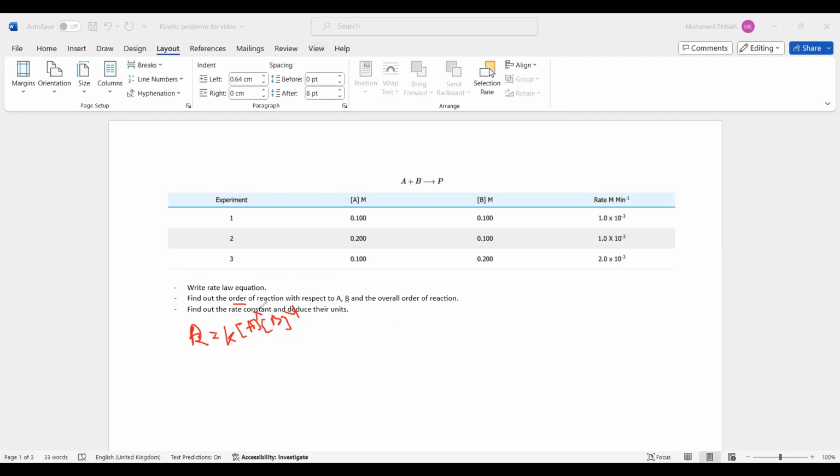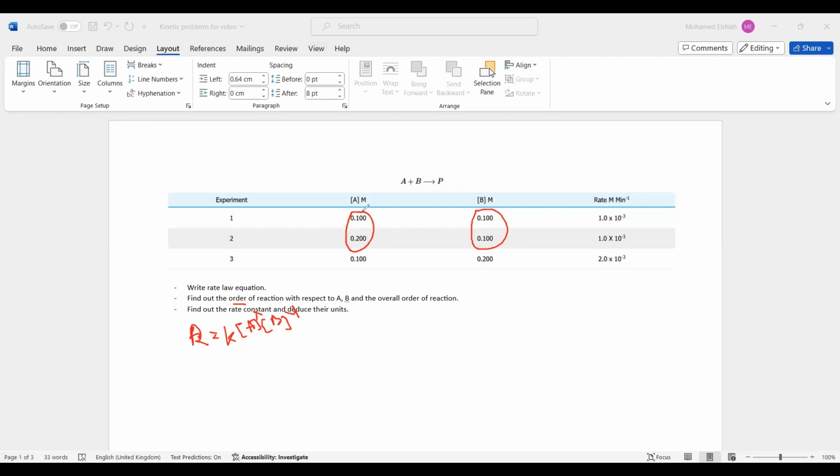When you want to find X or Y, you need to look at the concentrations and how they are changing. You need to pick two rows where the concentration of one reactant is constant and the concentration of the other reactant is changing. Why is that? Let's look at the first and second row. In the first and second row, the concentration of B is constant, and the concentration of A is doubled.